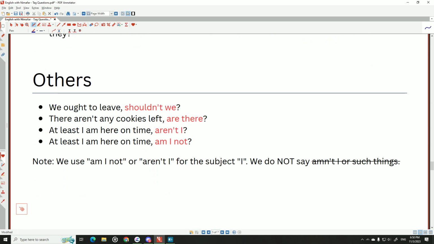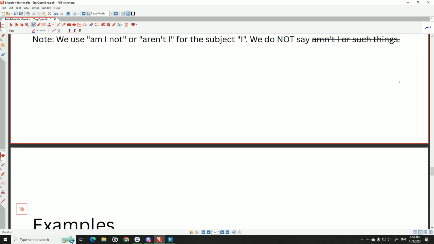And for example, we have "ought to." It means "should." We ought to leave. Because it means "should," the tag is "should" again. We ought to leave, shouldn't we? Or, there aren't any cookies, are they? Indefinite pronoun. We will talk about them in the video as well.